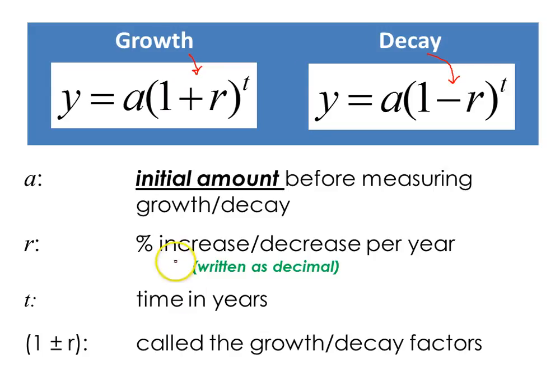The thing that you have to remember is right here in green. You have to write your rate as a decimal. If you don't write it as a decimal, you will never get the right answer. Okay, so writing it as a decimal, remember we have to move that decimal place over 2 positions. T is always going to be time, just like in almost any equation. And that 1 plus and minus r, we're going to call the growth and decay factors. That's going to tell us how much we're growing or how much we are decaying.